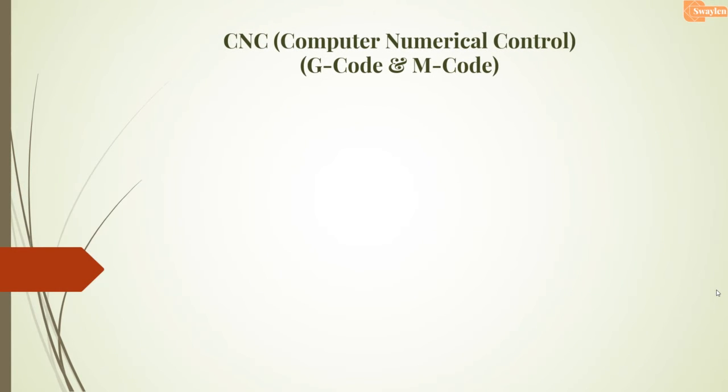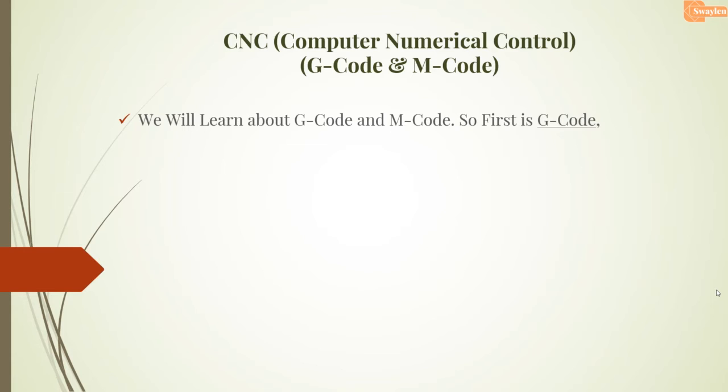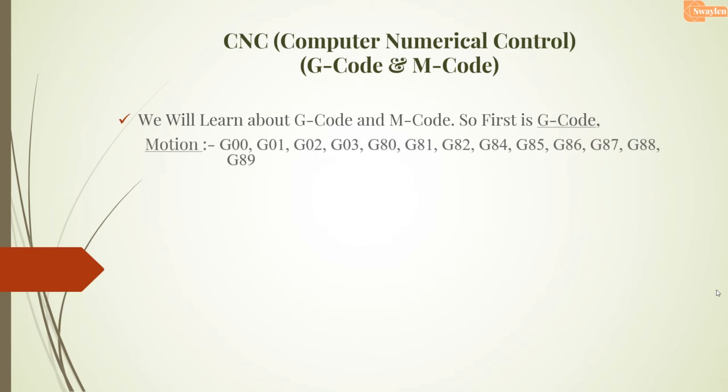Now we will learn about the G code and M code. So last one we will discuss the G code. Now you will see here some division of G code, like for motion. So you will see in motion some codes are here like G00, G01, G02, G03, G80, G81, G82, G84, G85, G86, G87, G88 and G89.